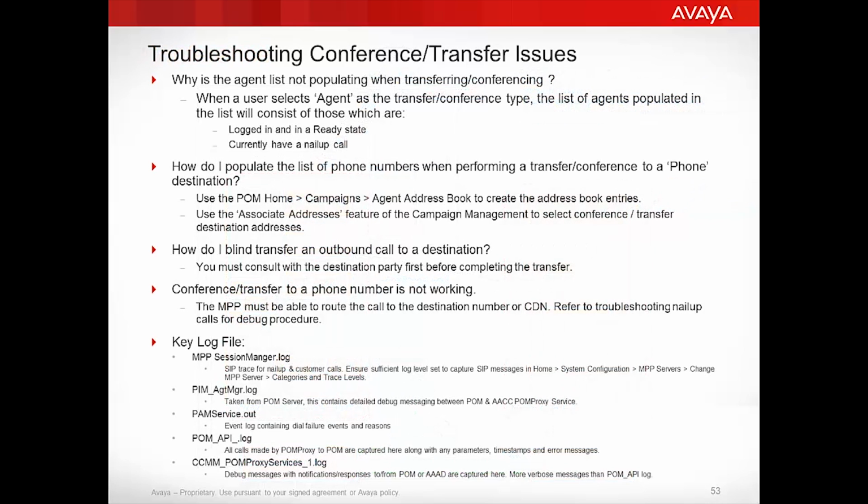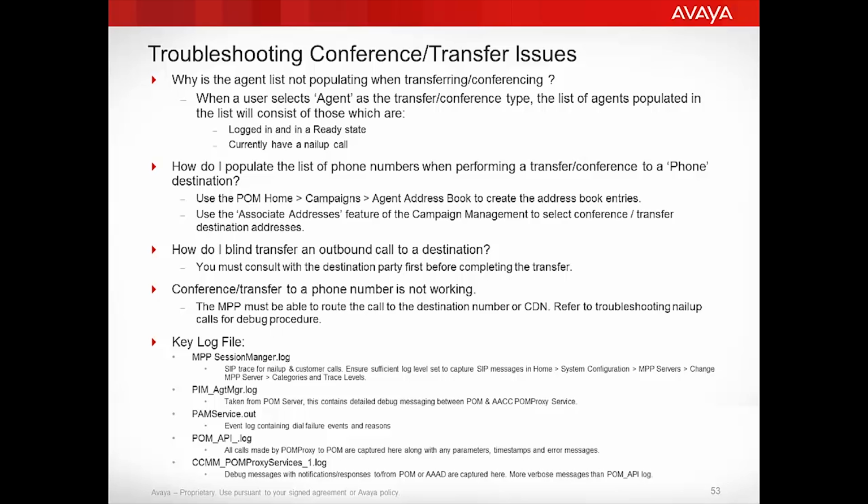So for troubleshooting the conference transfer issues, the scenario whereby the agent list is not populated when the agent clicks on agent as the transfer contact type: POM will send us the list of agents who are currently logged in and in a ready state and currently have a Nailup. So if you're not seeing the list of agents being populated, make sure that available agents meet that criteria. If they're in a not ready state, they're not eligible as a conference or transfer destination.